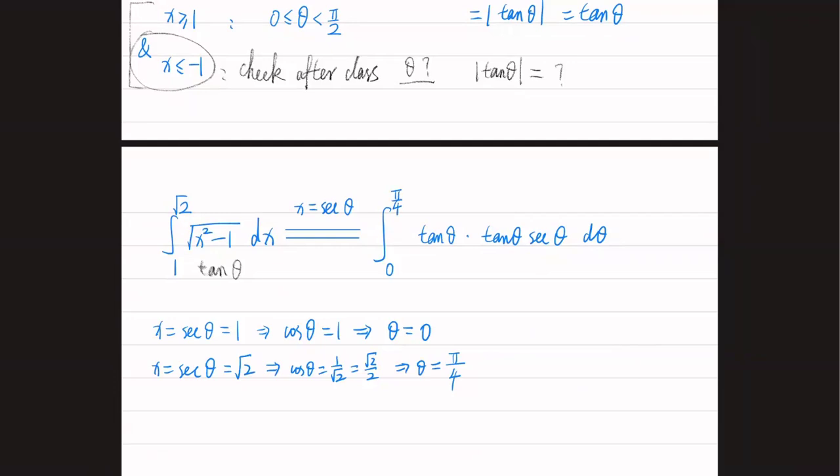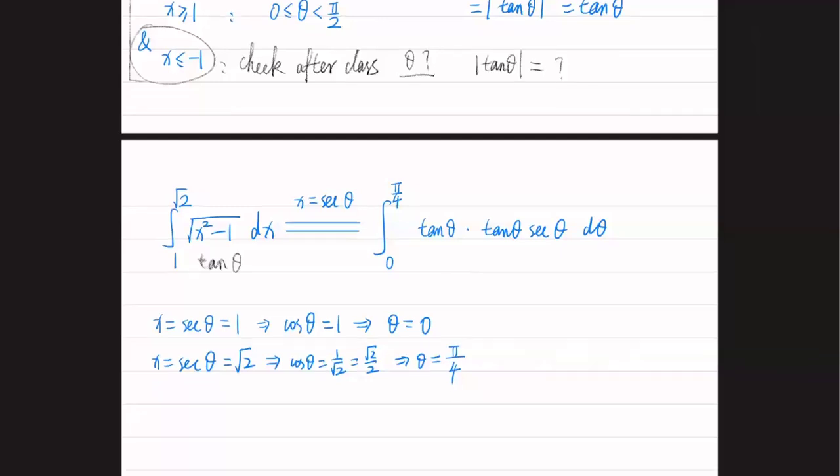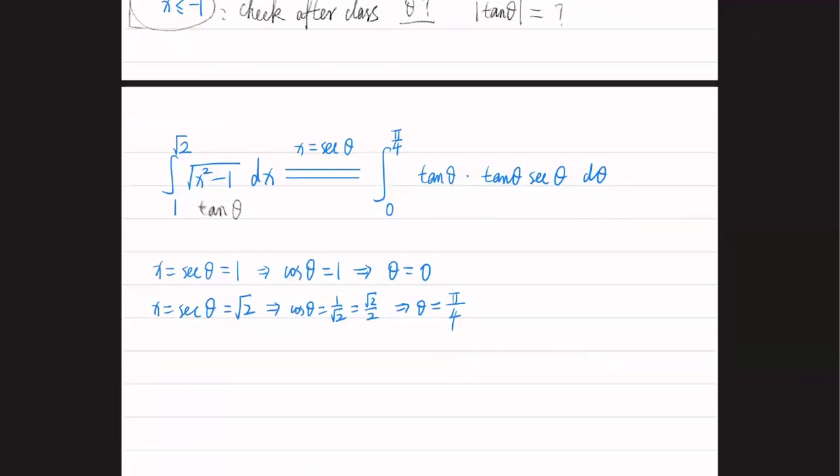Okay, this is a key step. If you miss this or you get this incorrect, then it's impossible to get the correct integral. Now we rewrite. This is the integral from 0 to pi over 4 of tangent squared theta times secant theta d theta.